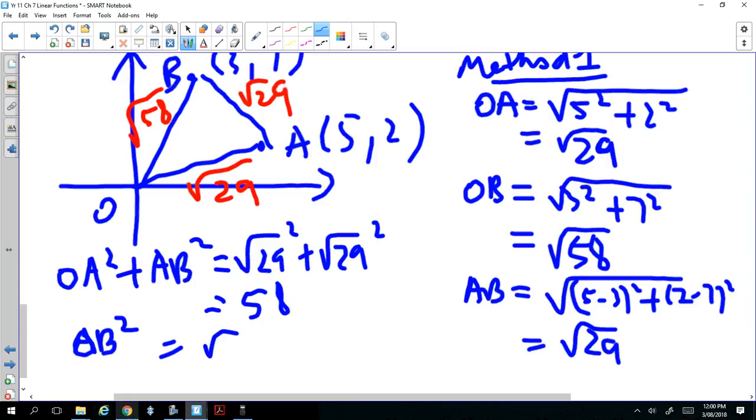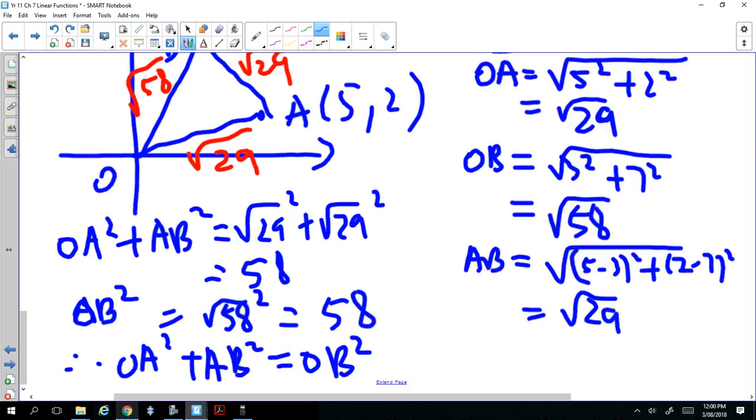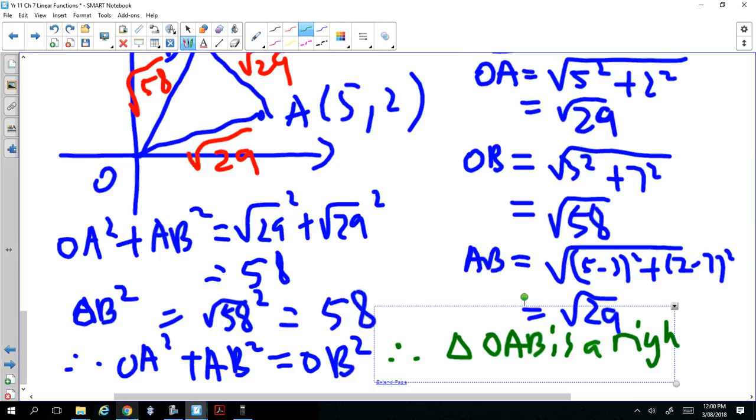So therefore, triangle OAB is a right angled triangle, because it satisfies the Pythagoras theorem, and the right angle is at A. At A.